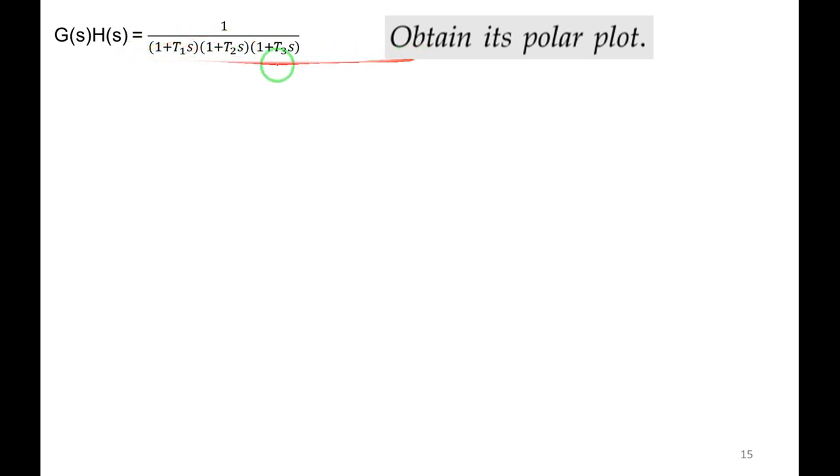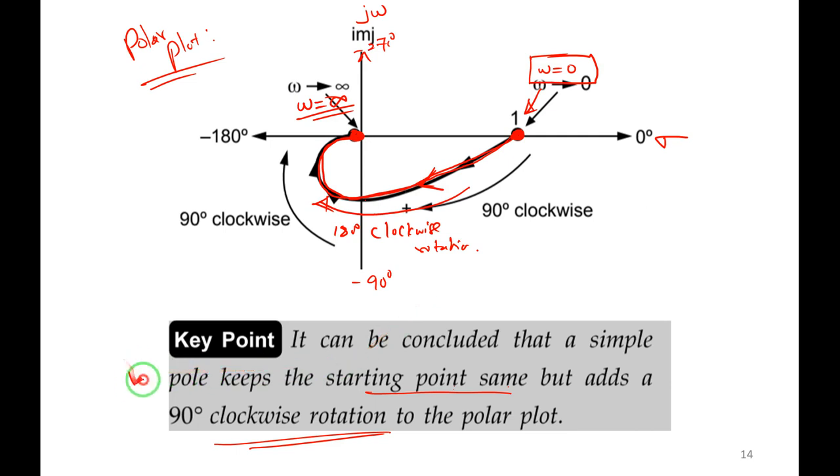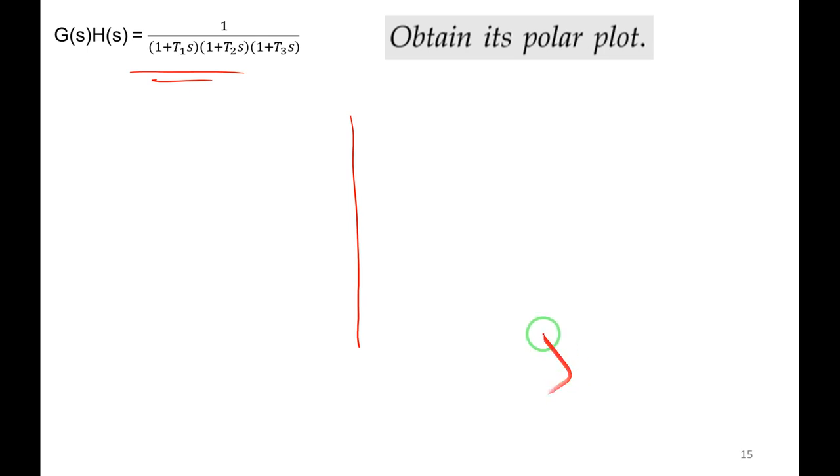You try to draw the polar plot for this. Don't calculate magnitude, phase, everything. Directly you have to draw, just by observation. You read this point once again. It can be concluded that a simple pole keeps the starting point same, but adds 90-degree clockwise rotation to the polar plot based on the number of simple poles.